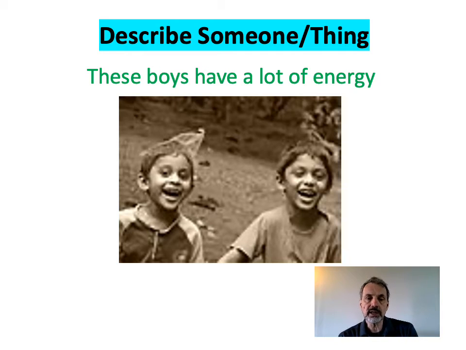Now, we can also use the simple present to describe someone or something. When we do this, we describe the things that are normally true about this person, the things that don't change much. They are part of who that person is, their personality and their appearance. For example, these boys always have a lot of energy, so their mother and father are usually tired.